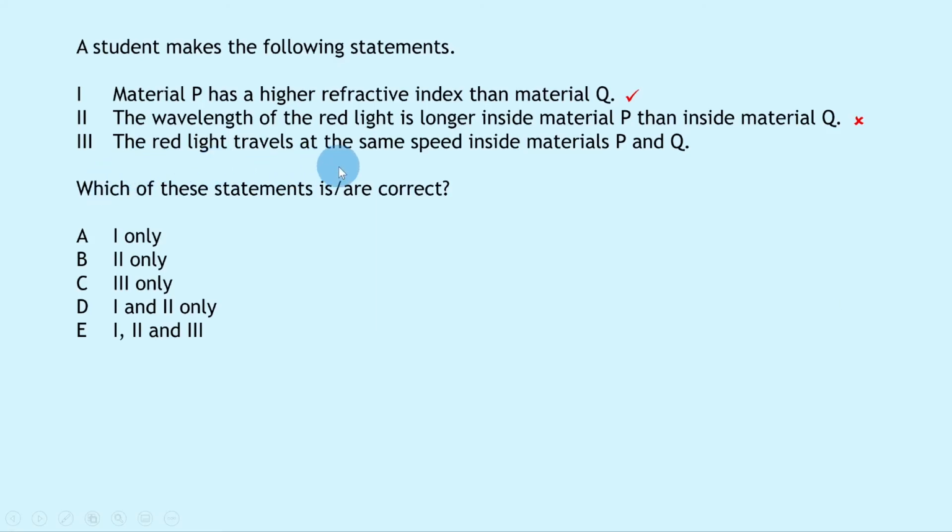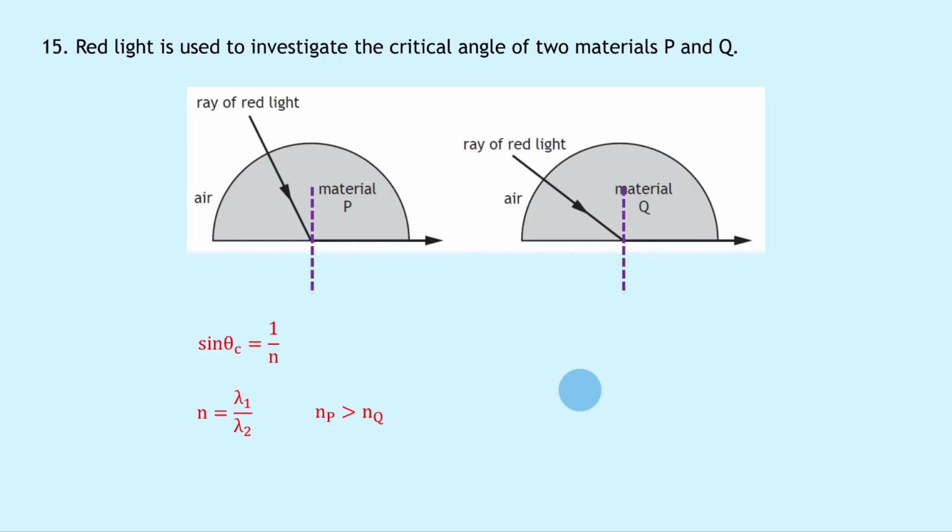Lastly, the red light travels at the same speed inside materials P and Q. Well, now we just need to think about how refractive index affects the speed of light in a material. Now remember, we have an equation relating refractive index and the speed of light in air and the speed of light in the material, which is this one here, n equals v1 over v2. So since the refractive index for the red light is different for the different materials, then that means that the speed of light in the material v2 is going to depend on n and the speed of light in air.